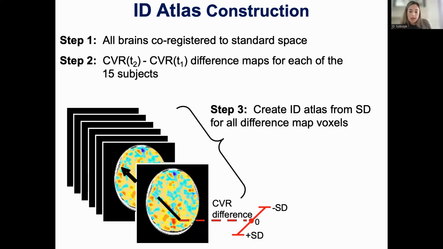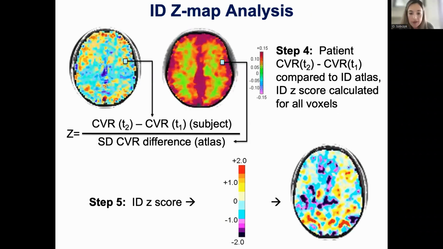We measure CVR scans at two separate time points in healthy controls. Both scans for each individual are co-registered in standard space, and a normal difference CVR map is calculated from the two time points for all voxels for each of the subjects. And from those differences, you calculate the standard deviation across all subjects for each voxel to generate an ID atlas. And then patients that undergo two or more CVR studies with the same protocol can be scored against the ID atlas, similar to the Z map approach. And the Z values are then color-coded and superimposed on their anatomical scans to form what we call ID Z maps.